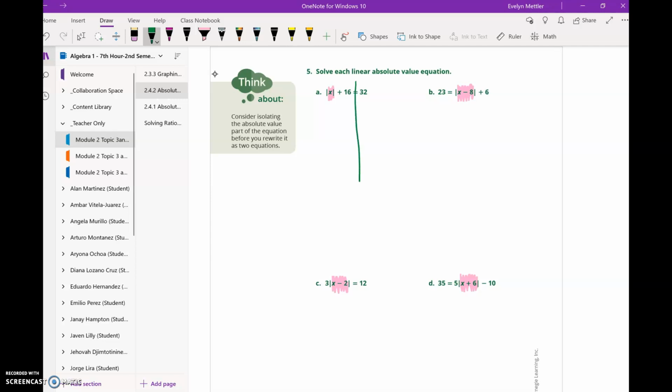Because that is going to help us get the absolute value statement by itself. So if I look at this first equation, it says the absolute value of x plus 16 is 32. So what I really want to do is get the absolute value by itself. So I'm going to go ahead and get rid of this plus 16 by subtracting. I have then the absolute value of x equals 16. So now I'm really isolating the distance, right? So this is saying x must be a distance of 16 away from 0. So either x is positive 16 or x is negative 16. There's two answers here.